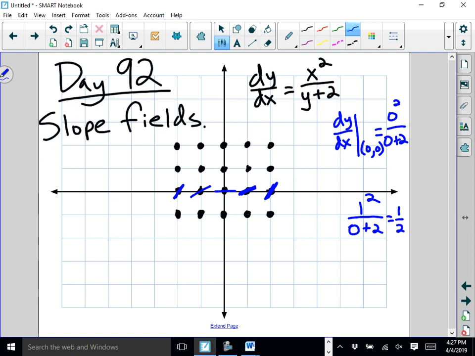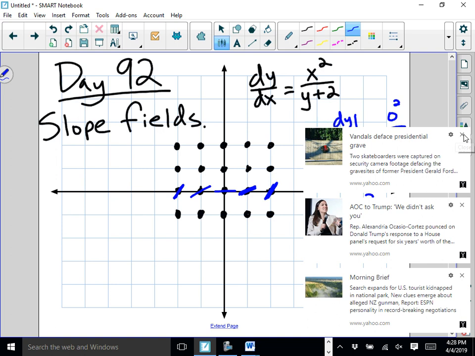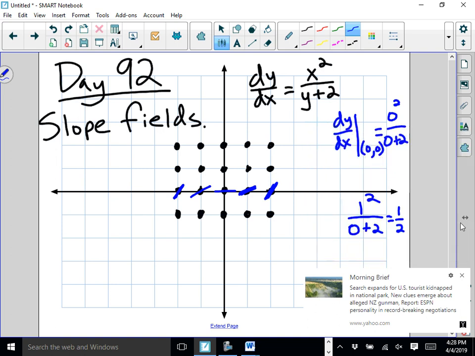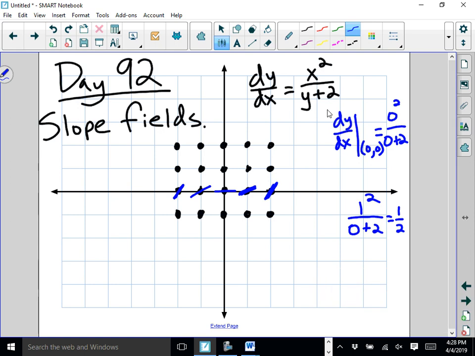How about the next row? How about the point 0, 1? Well, when I plug in 0 for x, I'm going to get 0 on top. 1 plus 2 is 3. 0 divided by 3 is 0. In fact, every point on this line will have a slope of 0, except for when the denominator here equals 0. Let me get this out of here. Sorry. Okay. The denominator here is going to be 0 at a y value of -2. Well, that dot isn't on here, so I don't have to worry about it. So all three of these dots should have a slope of 0.